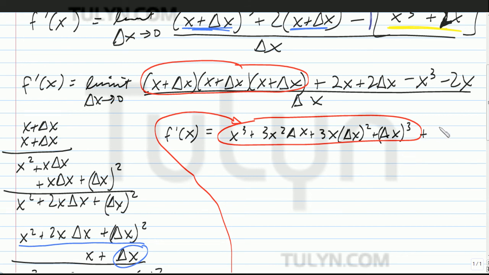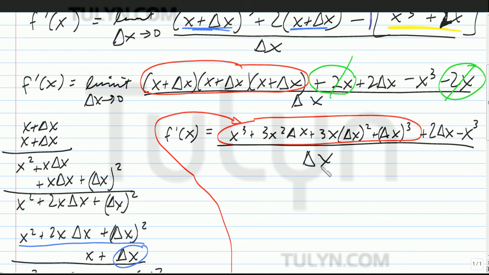Plus, now what cancels out here is positive 2x and negative 2x, so I'm just going to cancel that out and write over the leftovers. Plus 2 delta x minus x to the third, all divided by delta x. Oh, and let's not forget the limit now. So, let me write in the limit. Limit as delta x approaches 0.